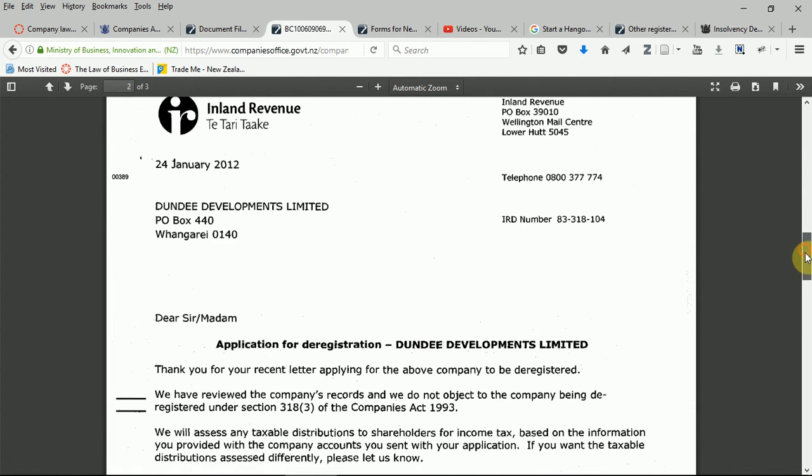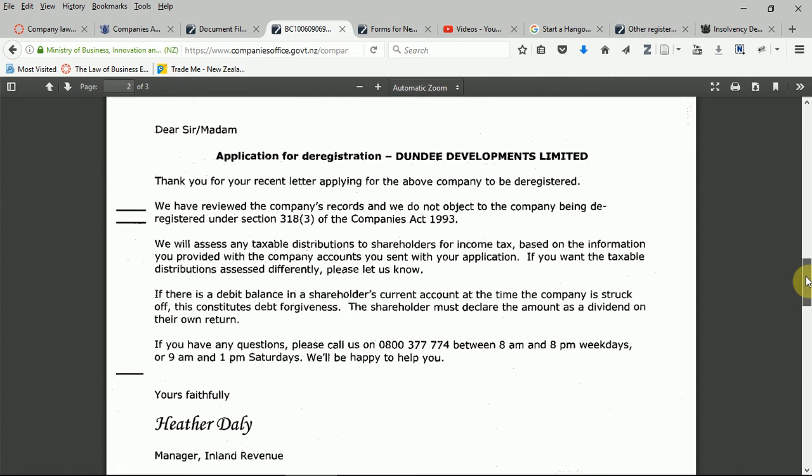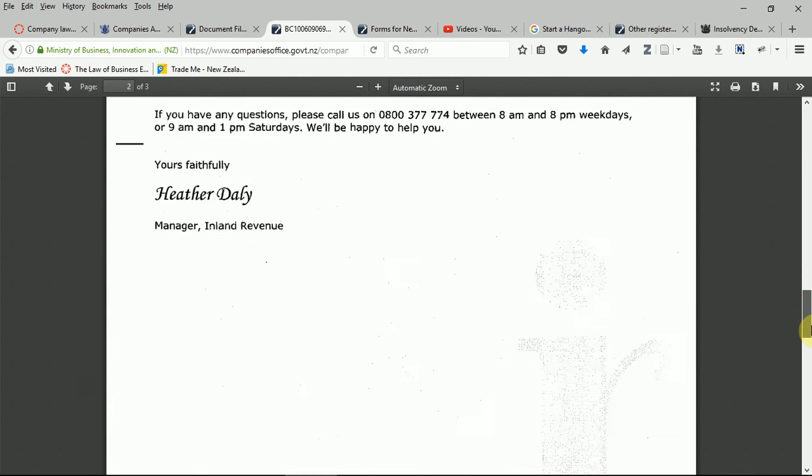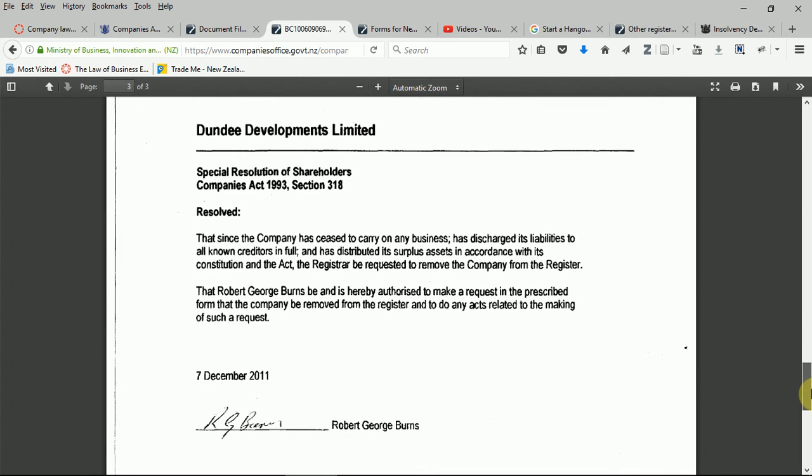So here we have the letter from the Inland Revenue. You apply to IRD, say you want to deregister a company. They confirm there are no tax obligations outstanding and send a letter. You attach with it your resolution of the company, so that the company, through special resolution, remember that's a 75% vote minimum, under section 318, has resolved to request and has authorised Robert George Burns to make applications signed by the shareholder, Robert George Burns.